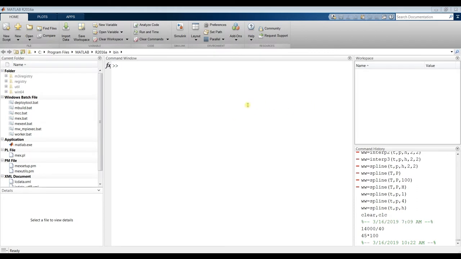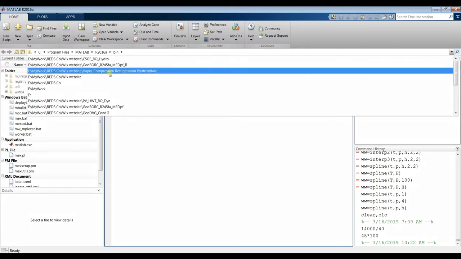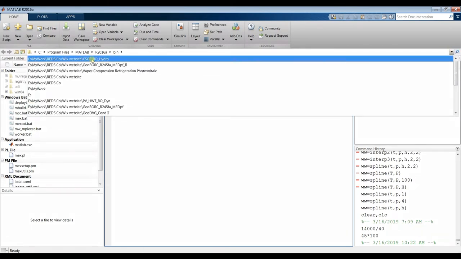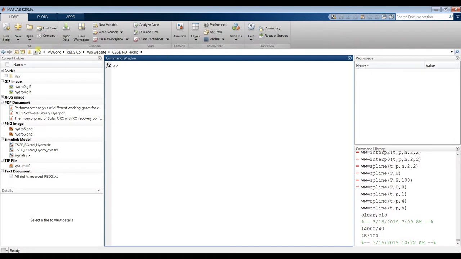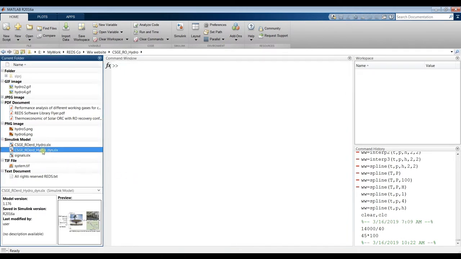Our subject today is to talk about solar hydropower for desalination purposes. Let's go. You have to assign your folder, the folder where you have downloaded your model. So I already assigned it here. This is very important. In your model browser, I recommend sorting by name and grouping by type, so you will find your models here.